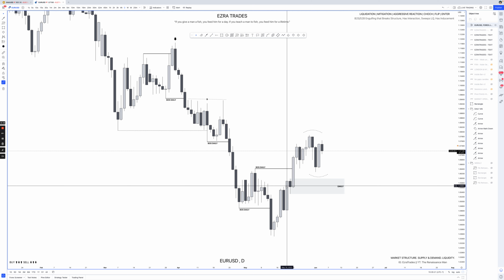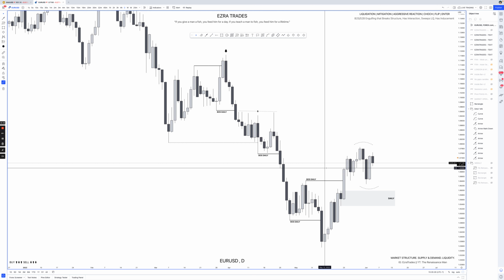But it doesn't have an imbalance. It does not directly break structure, so in my mind, I'm not considering it. What else? I'm going to look at the next structure.